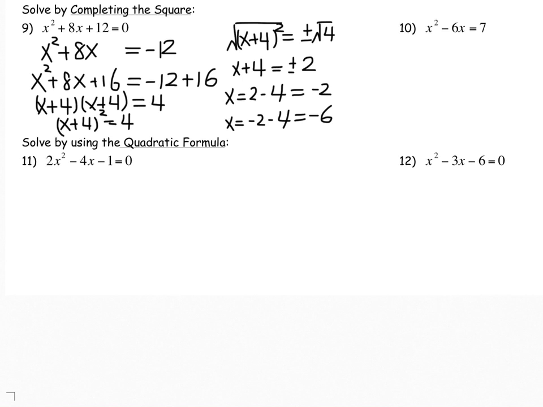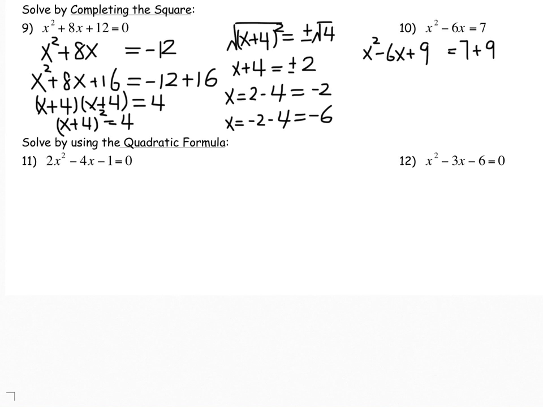Number 10. The constant is already on the right hand side, so all I have to do is complete the square for the left hand side. So x squared minus 6x, what's the number I have to add to complete the square? The leading coefficient is 1, so take the linear term coefficient, negative 6, divided by 2 and square it, which is 9. I add 9 to the left hand side, so I have to add 9 to the right hand side.